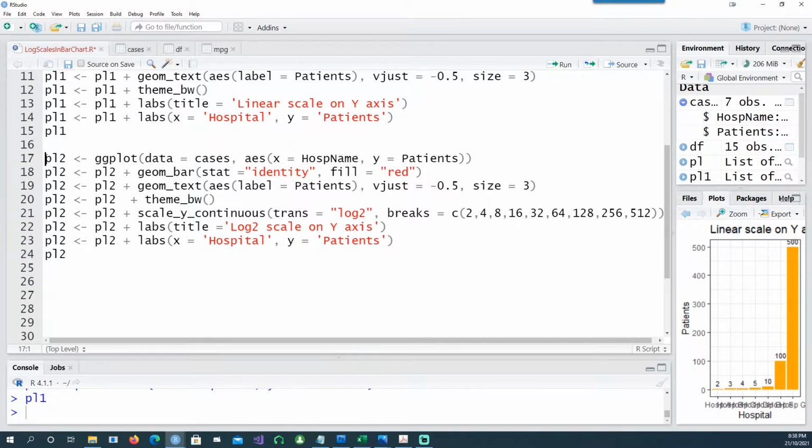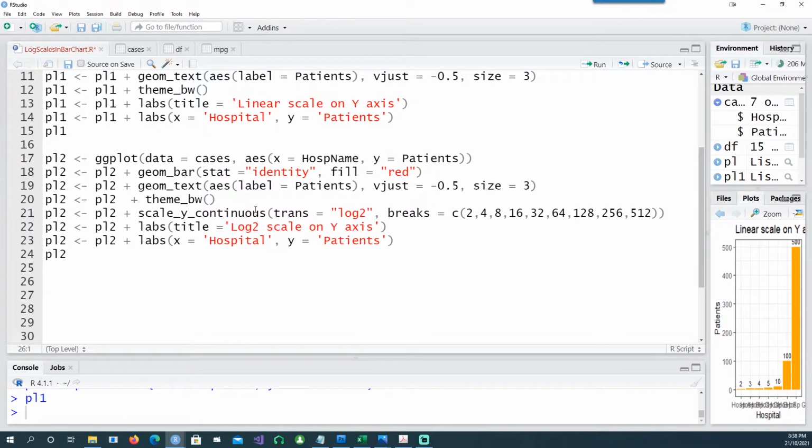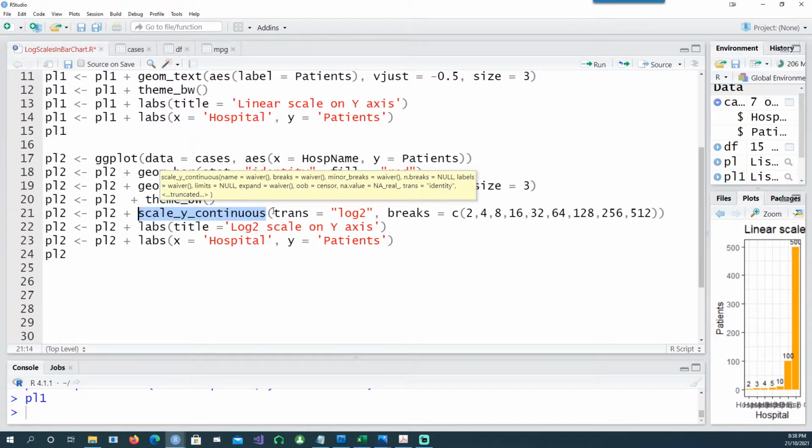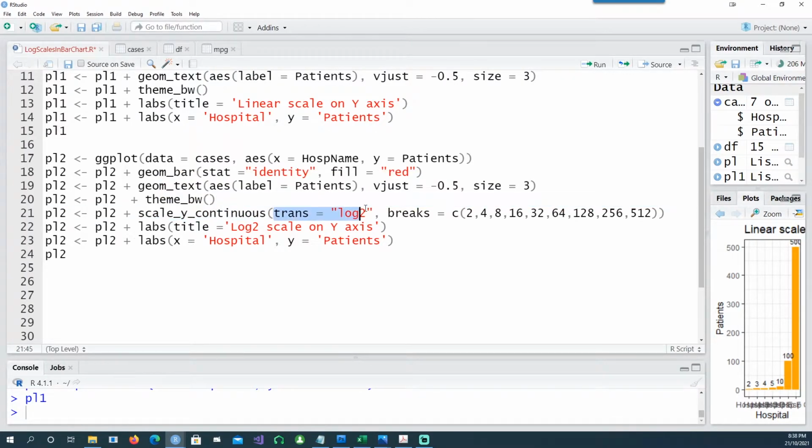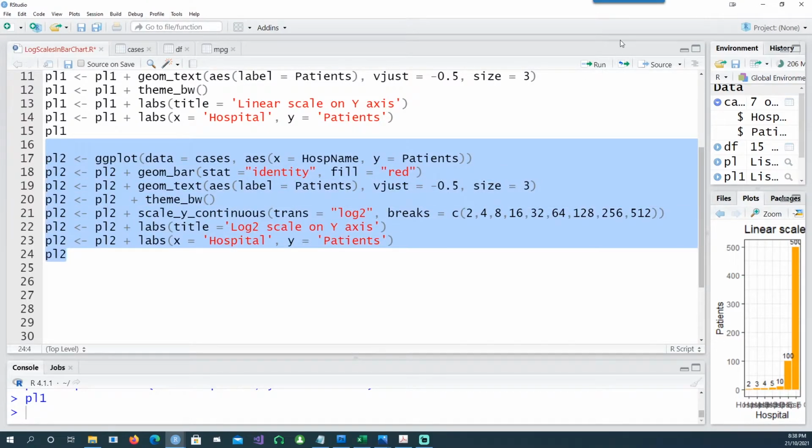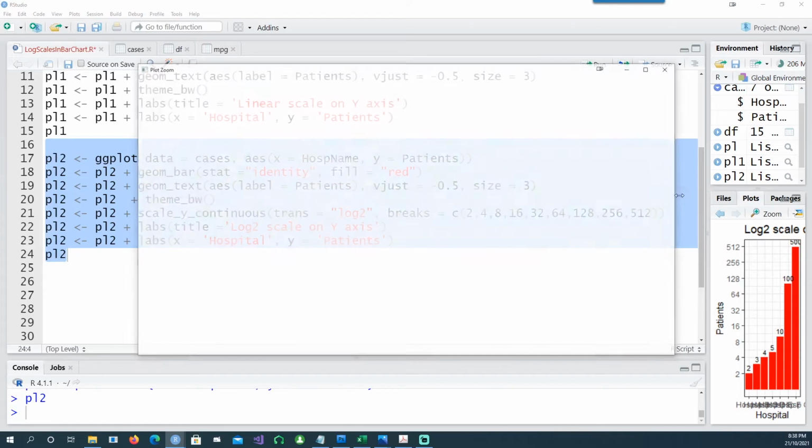In a situation like this, we can try to use a log scale. To use the log scale, I'm using a command called scale_y_continuous and saying transformation equals log2. And then I'm also giving some breaks. You don't really have to give the breaks, but if you want to be very specific about the breaks you want, you can use the breaks argument. If I run this, you get another chart.